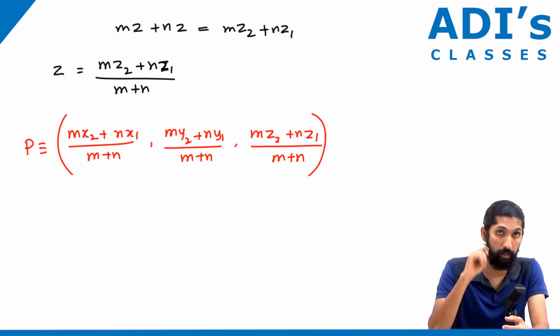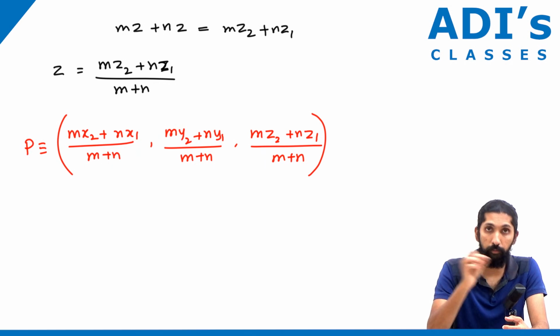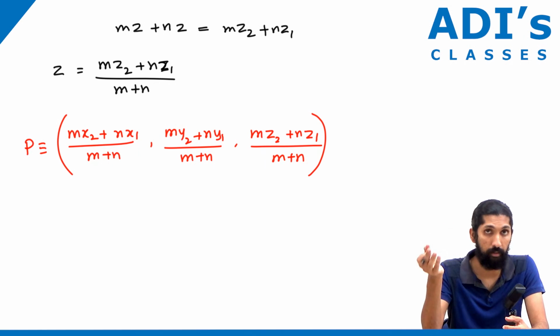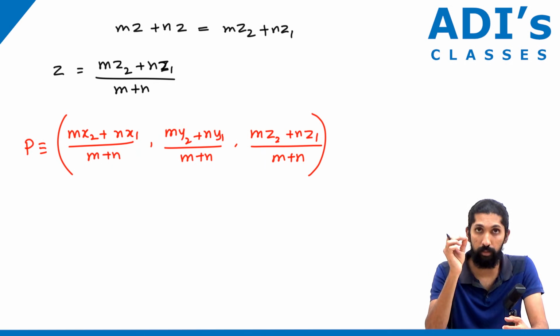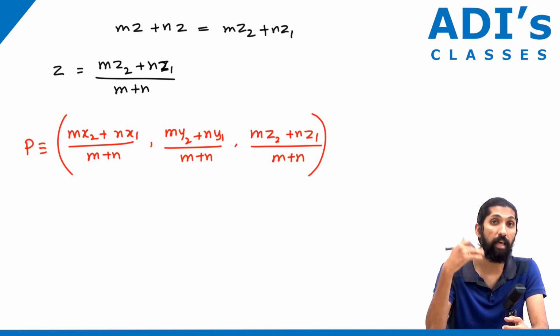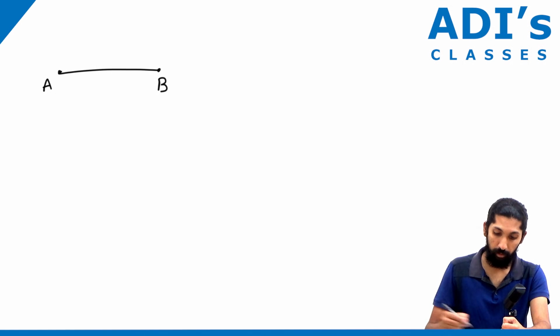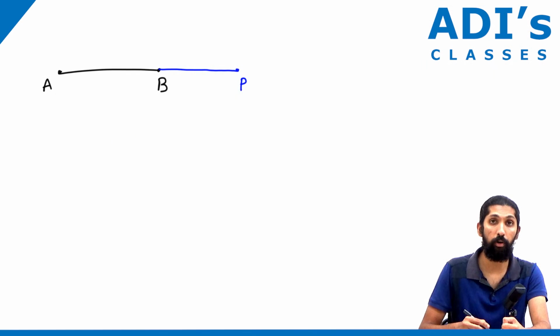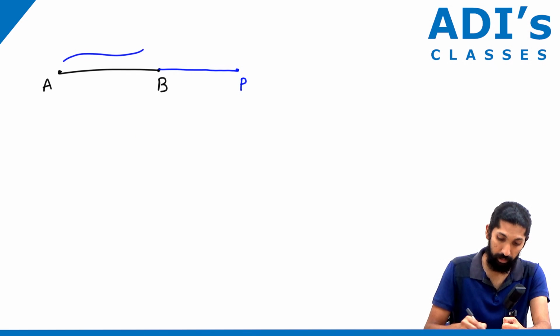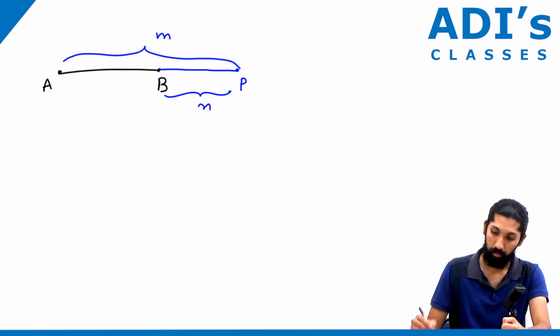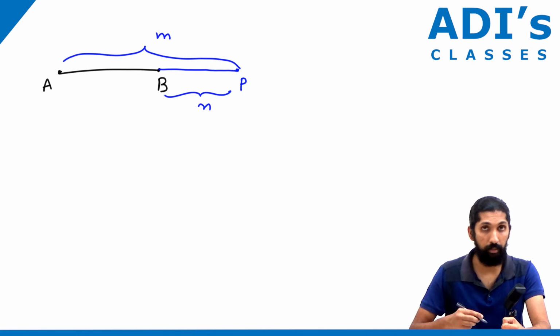Now, with the help of this, suppose the point of intersection is external. This is internal, where point P was in between. Now, what if it's external? External in the sense something like this. You have 2 points A and B. Now, we have another point P somewhere over here. This is point P. Now, this entire thing is M. This entire thing is N. Now, this is external division.